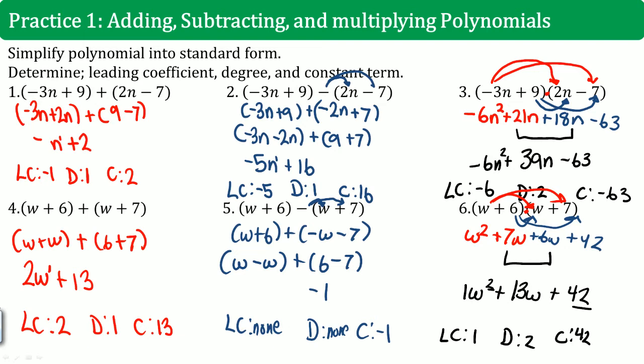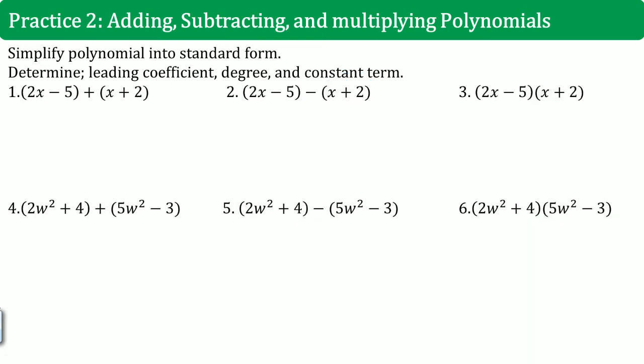Good. Let's take a look at practice 2. Same process, but it gets a little bit more difficult when you do number 4, 5, and 6. Number 4, 5, and 6 are optional for students who want to do hard problems, okay? But you should be able to do 1, 2, and 3 here. Let's take a look.